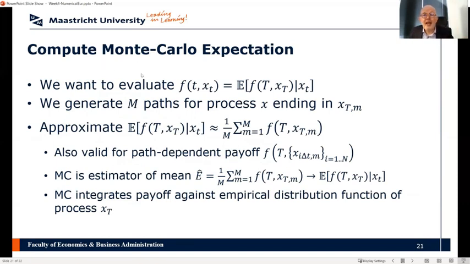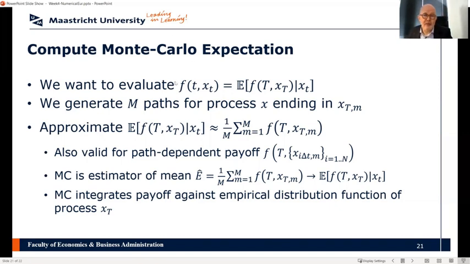How do we now compute a payoff? Again, I want to compute the expectation of a function of the random variable at time capital T. The way that I do that is I'm generating m paths for this process with time steps delta t, ending at time capital T at the x capital T in path number small m. Given this numerical value of x_T in path number m, I substitute this in the payoff, and I take the average over all the payoffs for all the paths. This gives me an approximation of the true expectation that I want to compute.